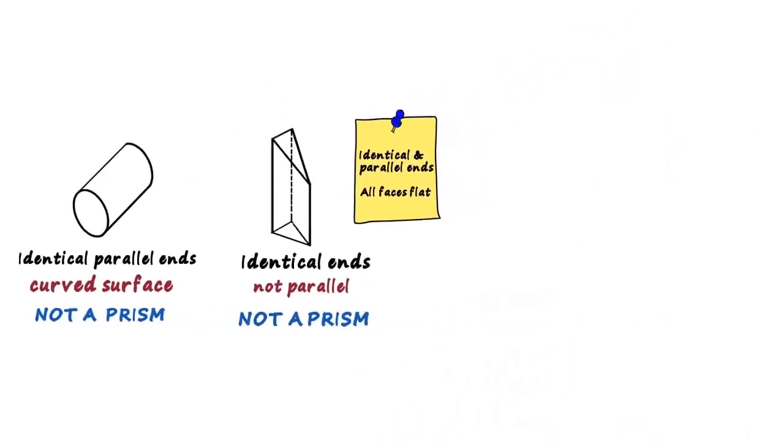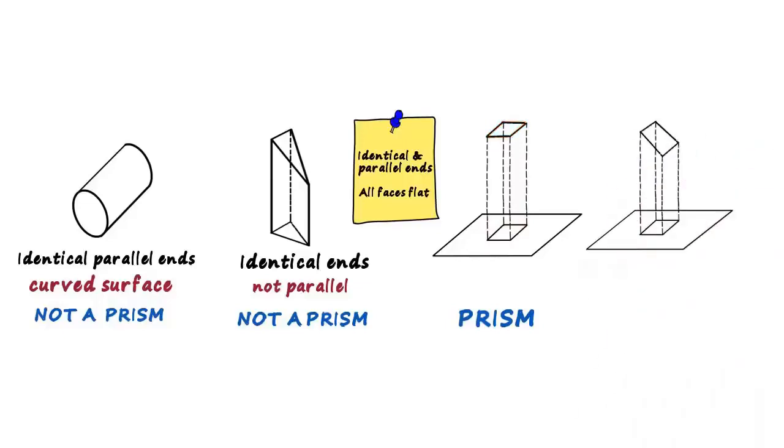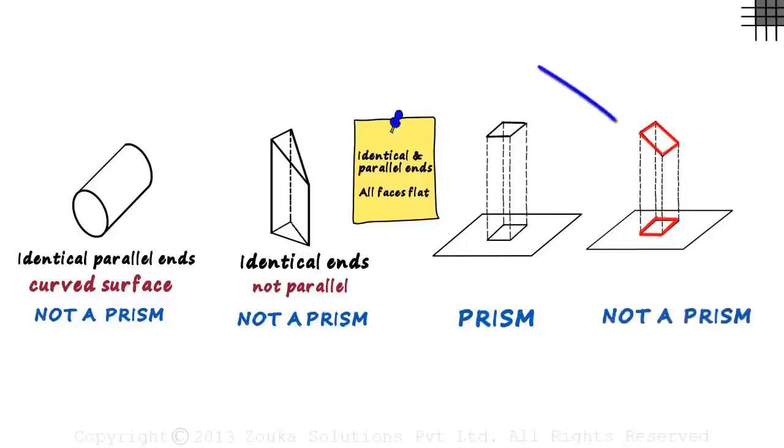Now assume we have a plane with a rectangle on it. If we project the rectangle upwards, equally from all sides, we get a prism. In this figure, we have projected all the sides to the same height. But what if we do not project all the sides to equal heights? If we do not project it equally, like in this figure, we do not get a prism. This is not a prism as its ends are not parallel.